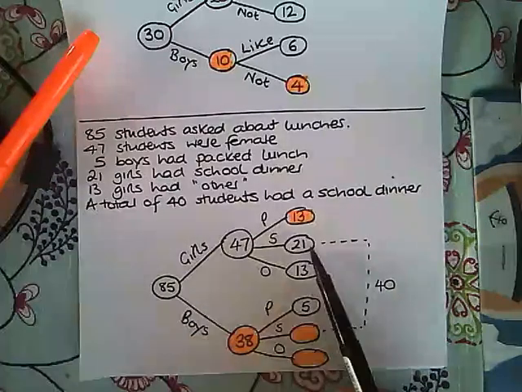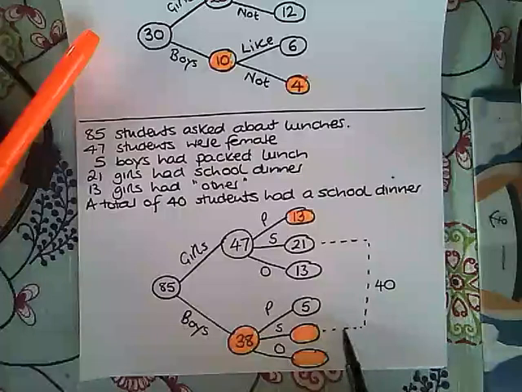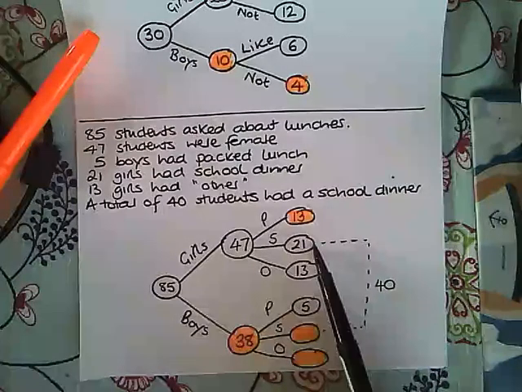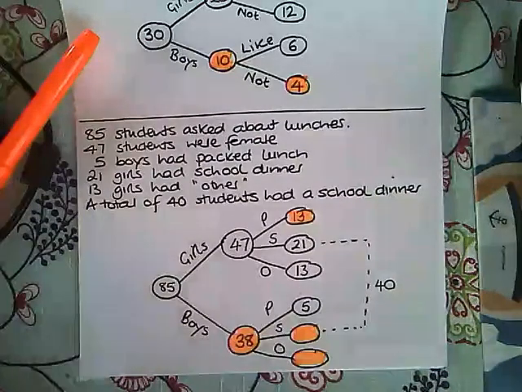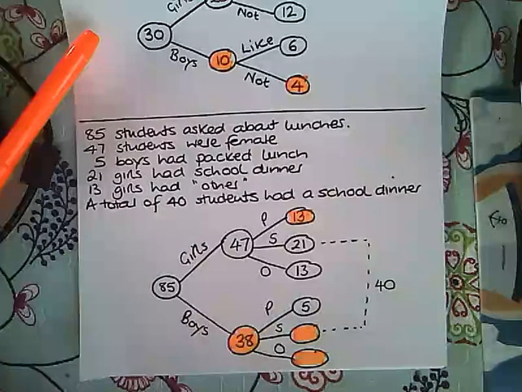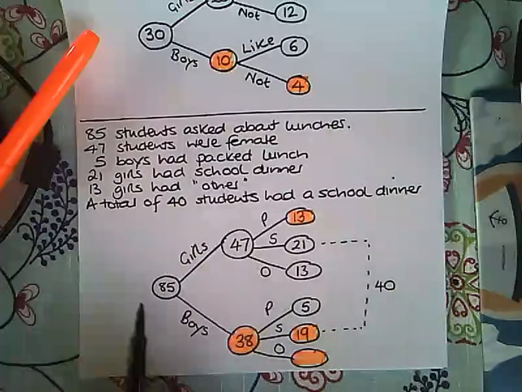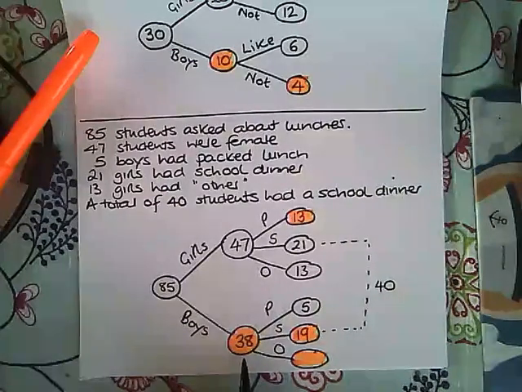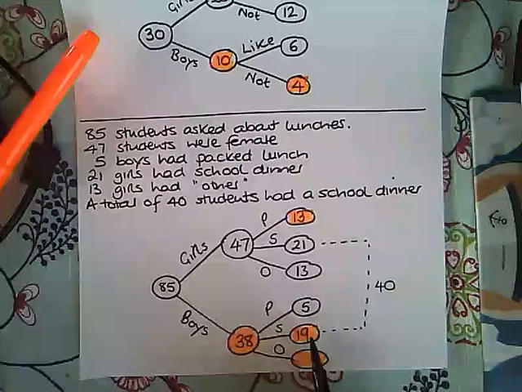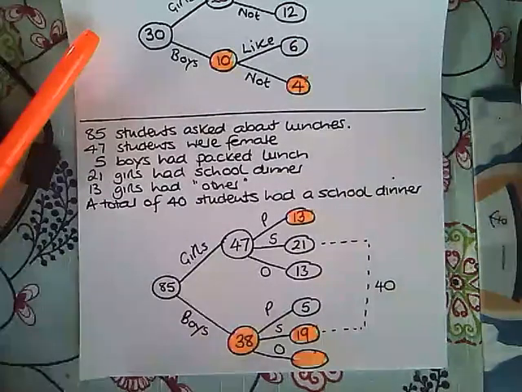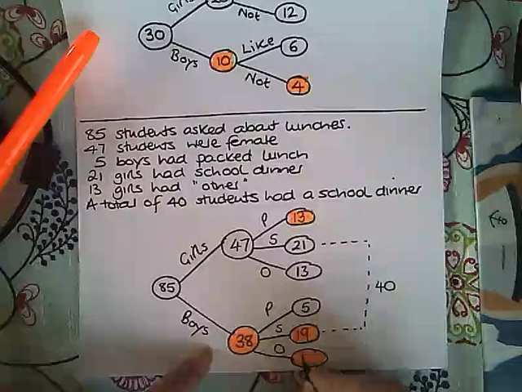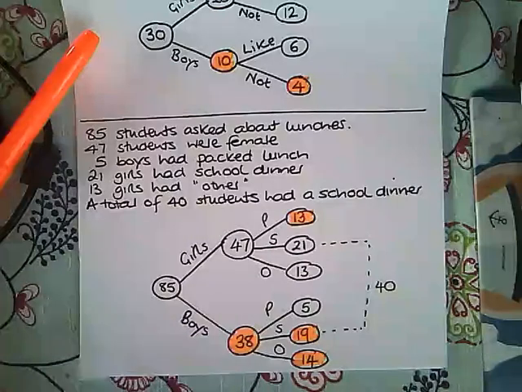This piece of information I was given here, 40 students having a school dinner, 21 of them were girls. That means I need to do 40, take away 21 to find out how many were boys. So 40 take away 21 is equal to 19. And then down here I've got 38 boys. 5 plus 19 is 24. So if I do 38, take away 24, that leaves me with 14 boys having other.